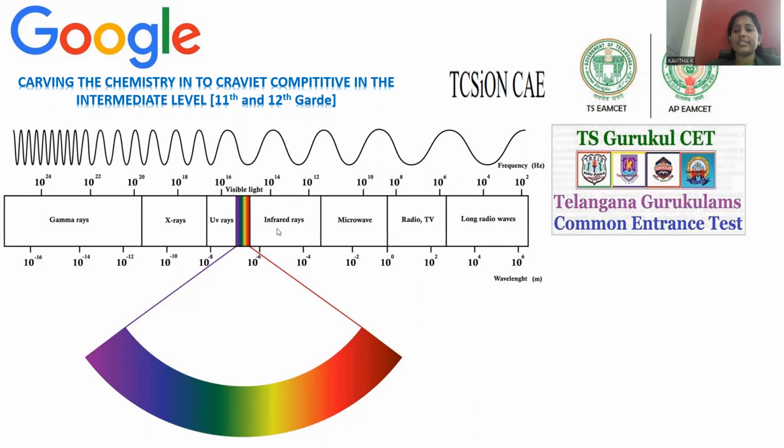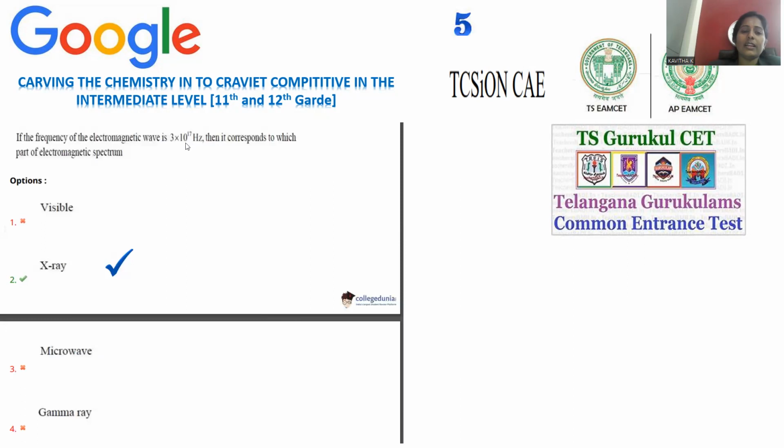And here you can notice infrared radiation will be there, lying between 10 to the power 14 and 10 to the power 12, and around 10 to the power 10, microwave radiation will be there. 10 to the power 8 to 10 to the power 6 is called radio or television radiation, and 10 to the power 6, 10 to the power 4, 10 to the power 2, long radio waves will be accompanied. This is the way the entire scale of the electromagnetic series is laid out. The exact 10 to the power 17 hertz corresponds to X-rays. For question number 5, option number 2 is the correct answer.